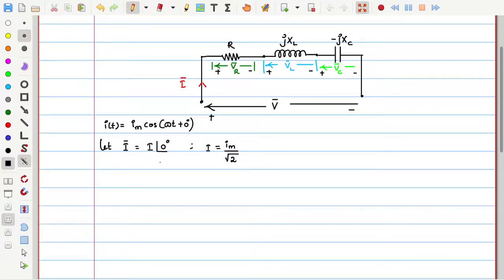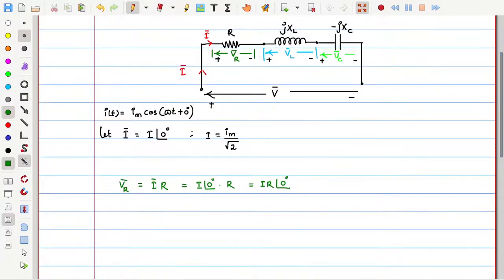So now if we know the current, can we find the voltage across the resistor by Ohm's law? So the voltage across the resistor, VR phasor, is equal to current into resistance. The current is I at an angle 0, and the resistance is R. So simply this is equal to IR at an angle 0 degrees. This is the voltage across the resistance.